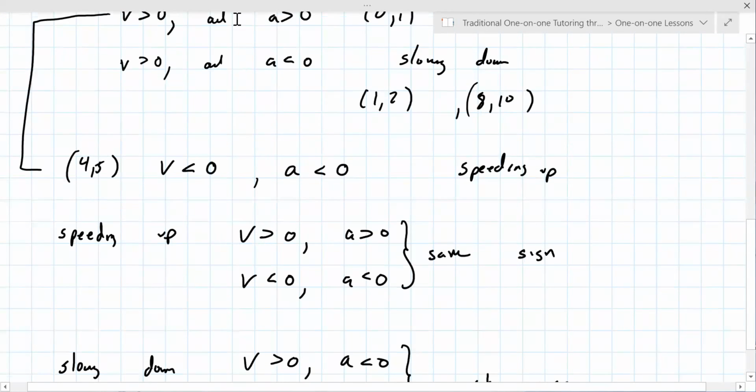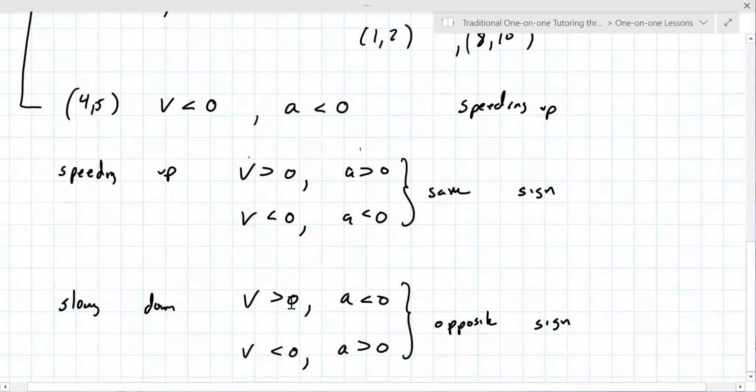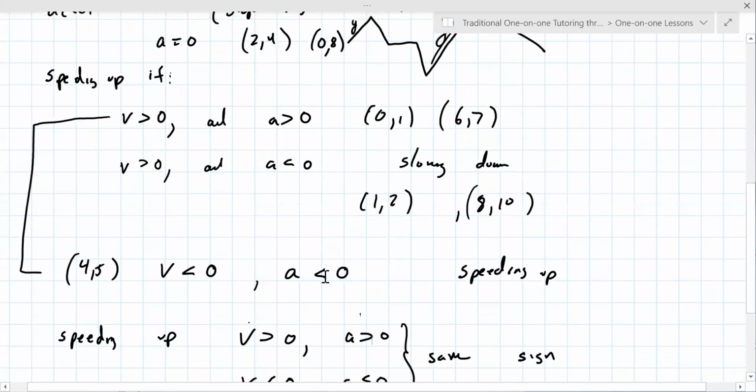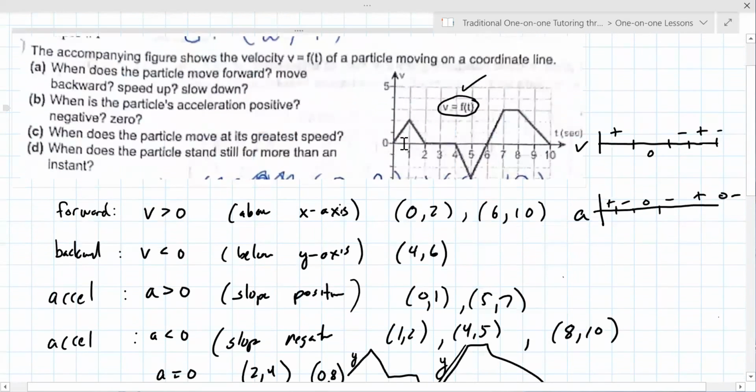It's speeding up if both V and A are positive or both are negative, and slowing down when they're opposites, like one's positive and one's negative. But why can't you do that part without doing A first? Well, you can't. It's just harder because you have to synthesize two pieces of information, and you would get a disjointed piece of information.